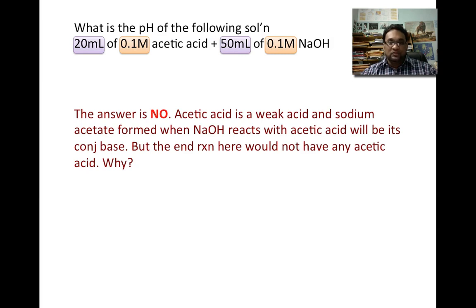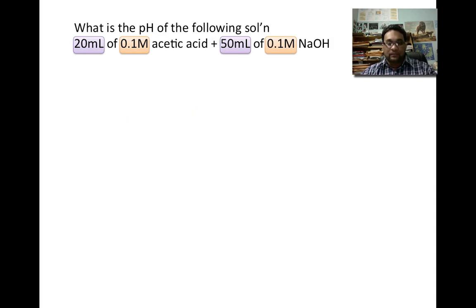But in this question, the resultant solution must have a weak acid and a conjugate base. And if you look carefully, all the acetic acid will react in this.